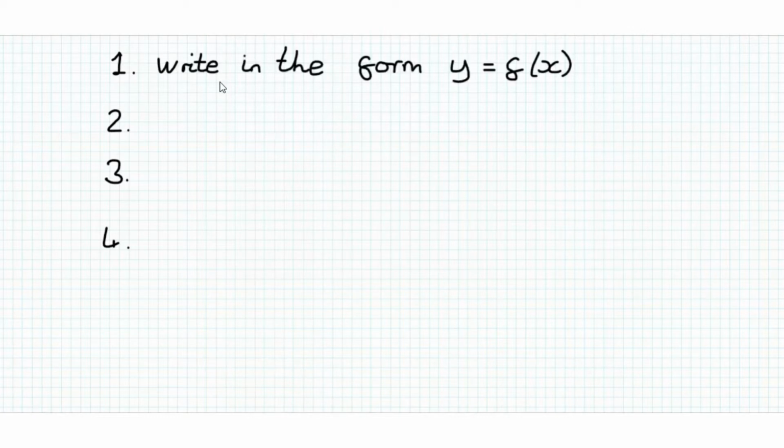The first tip is to rearrange or write the equation in the form y equals f of x. This could be y equals f of x, or s as a function of t, as we'll see later, or q as a function of r. But the point is, we want to have one variable expressed entirely in terms of another, because this makes it easier to differentiate.